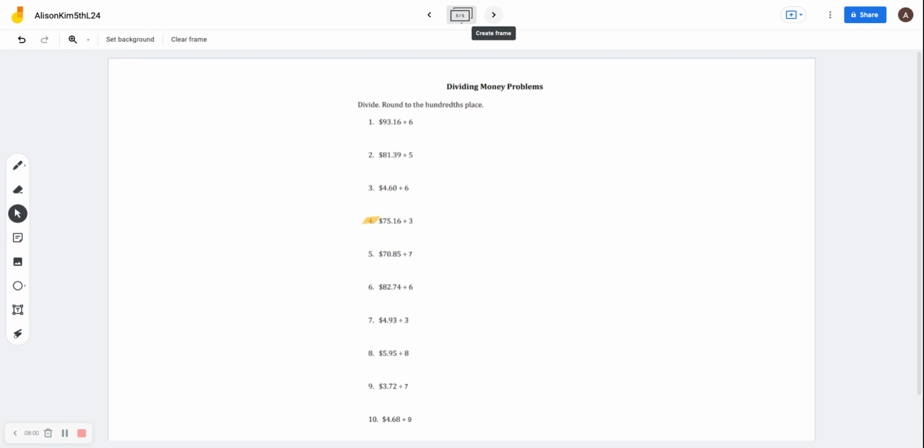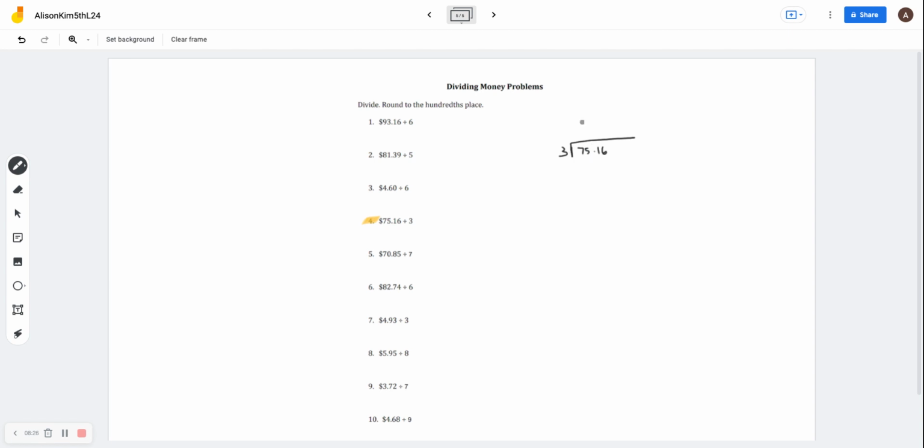Next, we're going to be dividing. So number 4 gives us $75.16 divided by 3. So the $75.16 will be our dividend, and 3 will be our divisor. So the divisor goes outside, the dividend goes on the inside, so it's 75.16. So now let's just divide.